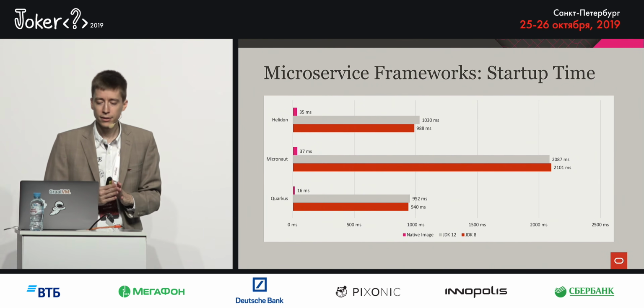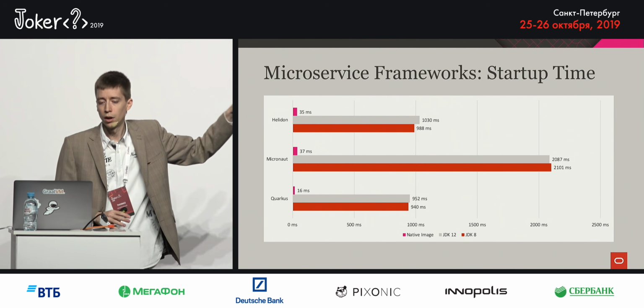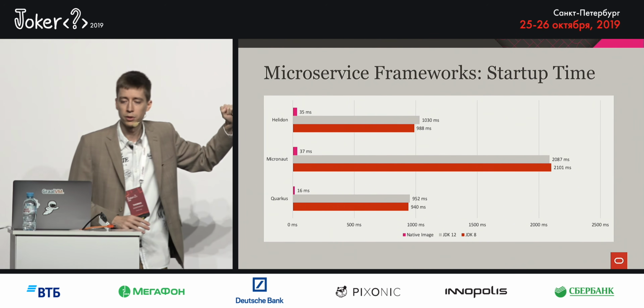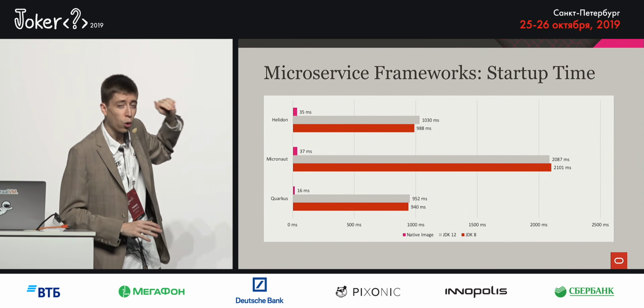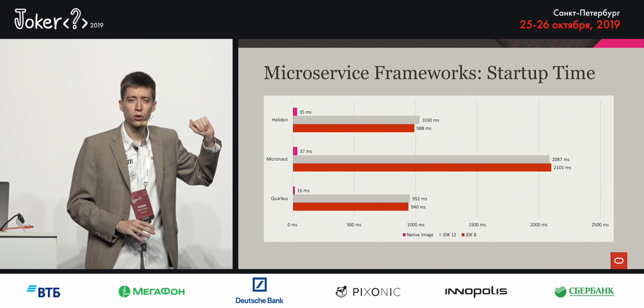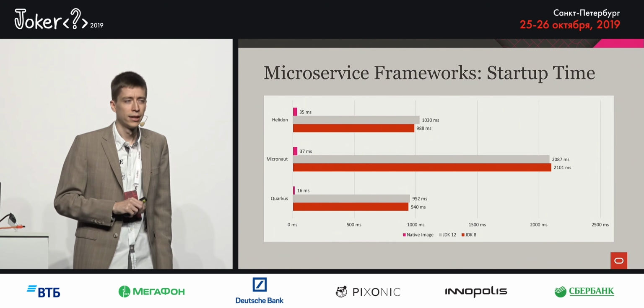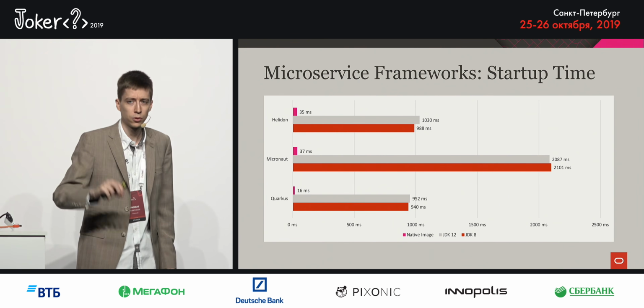But in practice, these numbers are not a comparison between frameworks. You know, Micronaut did actually a lot of work recently to optimize their startup as well. What this slide should show you is that for all of these frameworks, native image gives you an order of magnitude improvement. And it is the native image feature of GraalVM that gives that improvement. It is not the framework that gives that improvement.